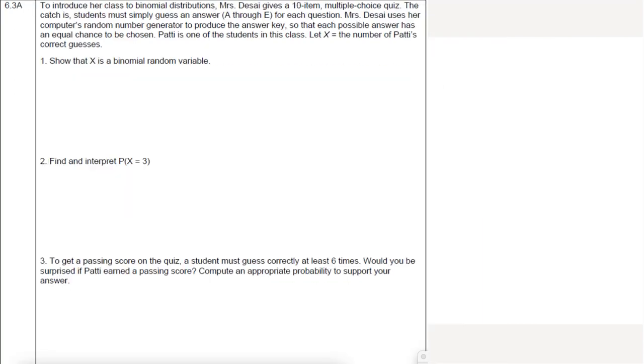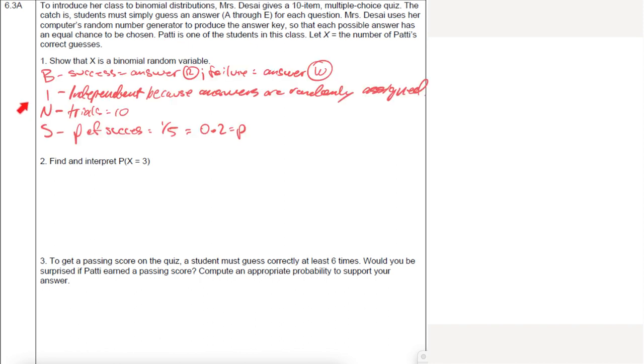We're going to speed through this example. Pause and read this. Now, show that X is a binomial random variable. We're going to use BINS to see if it's a binomial random variable. Is it binomial? Meaning, is there success and failure, nothing else? Success is the right answer, failure is the wrong answer, so R and W. It's independent because the answers are randomly assigned. We have a predetermined number of trials, which is 10, and our probability of success is uniform. It's the same for each trial. It's 1/5, it's 0.2.